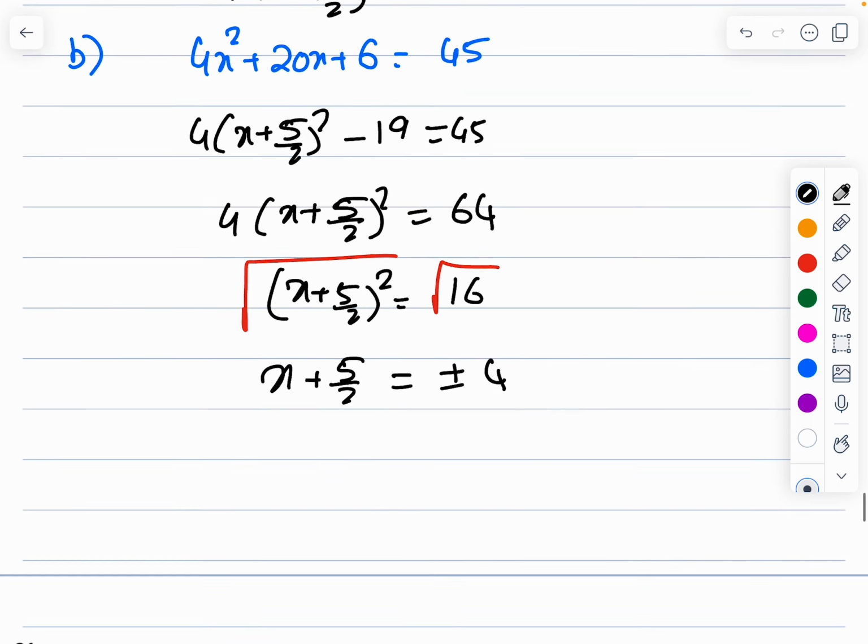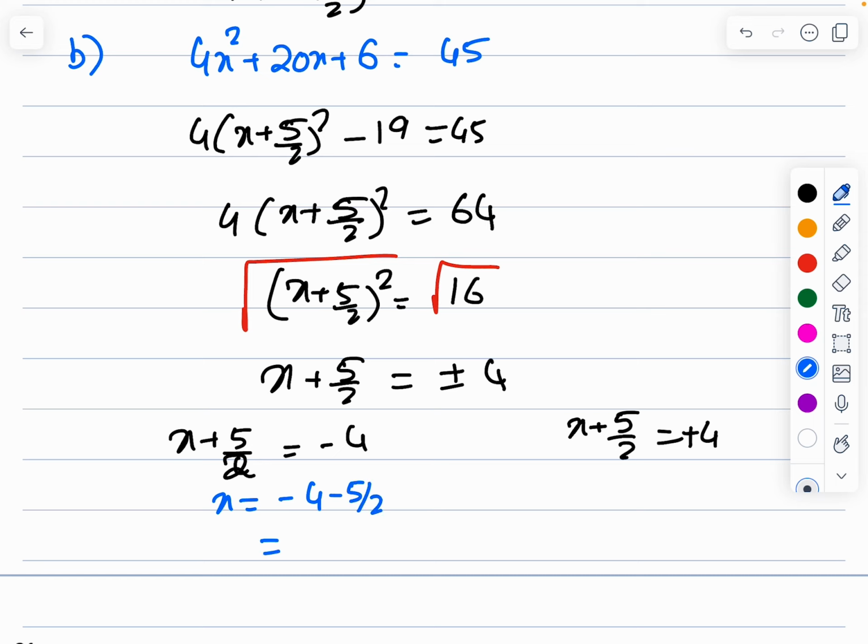So one time I take plus 4, one time I take minus 4. X plus 5 upon 2 equals to minus 4. X plus 5 upon 2 equals to positive 4. Then x equals to negative 4, negative 5 upon 2, which is nothing but how much? Negative 13 upon 2. X equals to 4 minus 5 upon 2, which is 3 upon 2.